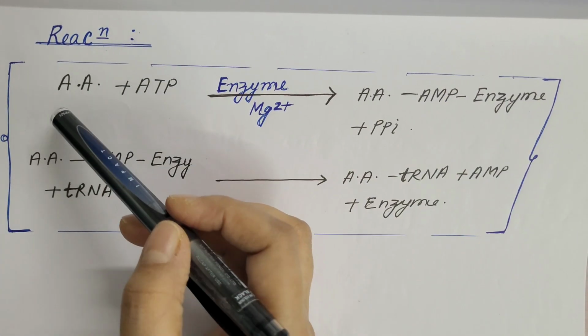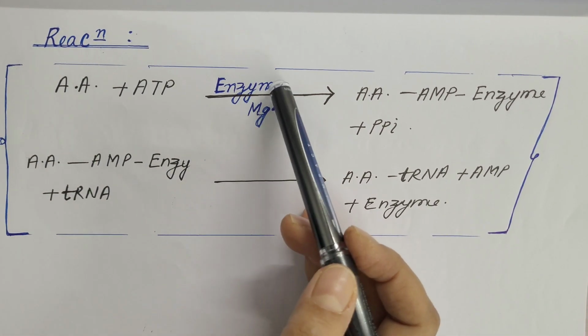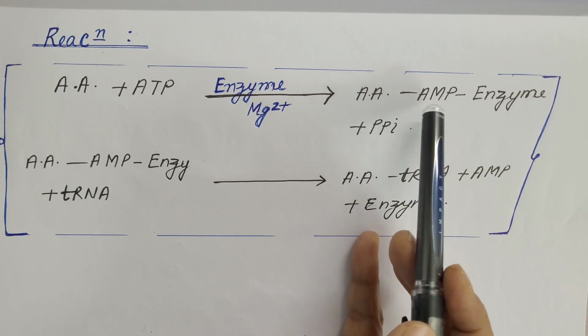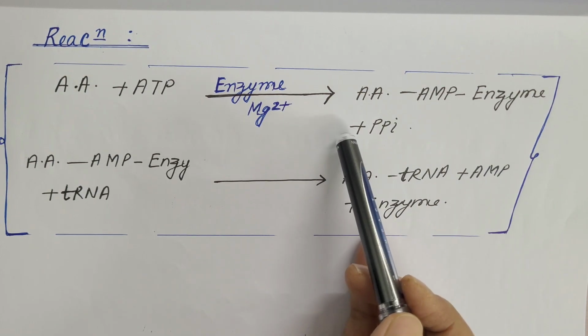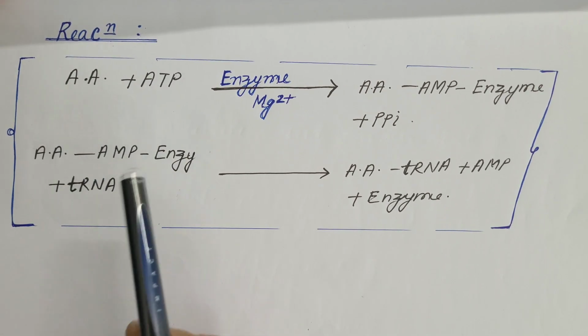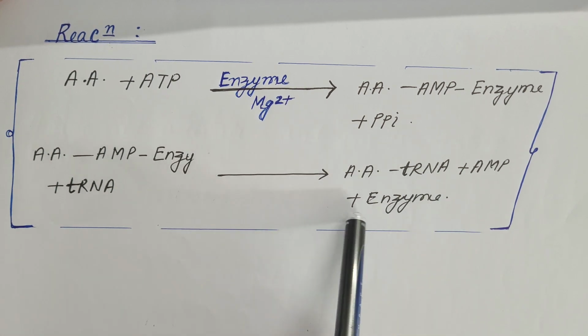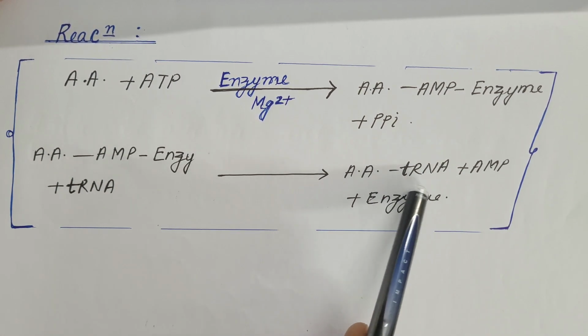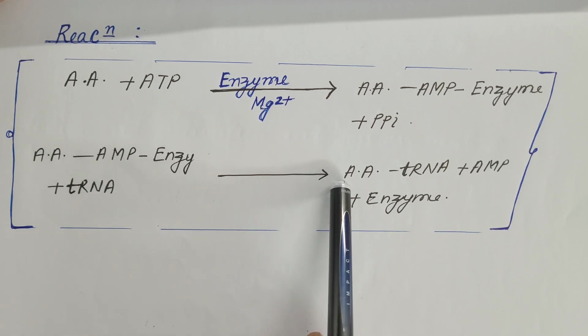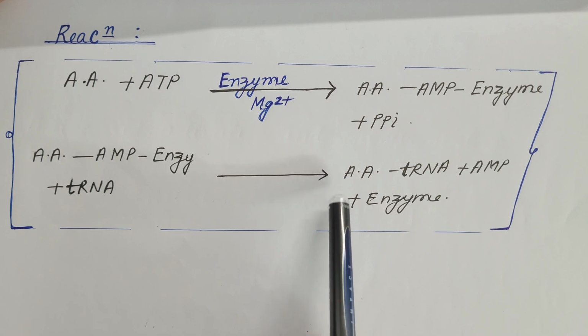The reaction of this process is amino acid plus ATP. ATP is used as the source of energy. In the presence of enzyme and Mg2+, it gives amino acid AMP enzyme complex, and inorganic phosphate is released. Then amino acid AMP enzyme complex plus transfer RNA gives amino acid transfer RNA. AMP and enzyme are released. So the transfer RNA helps in the attachment of amino acid to the growing polypeptide chain during protein synthesis. In this way, translation or protein synthesis takes place.